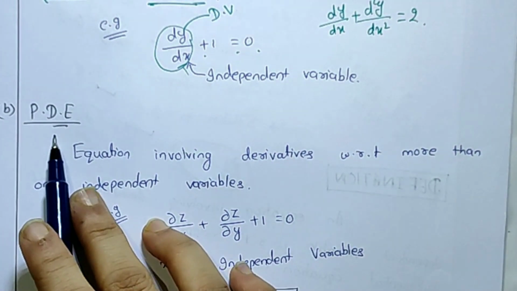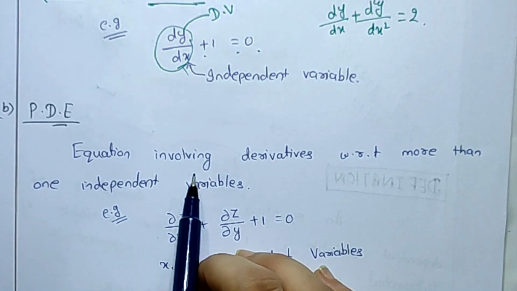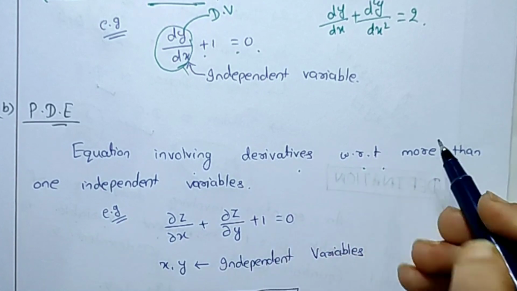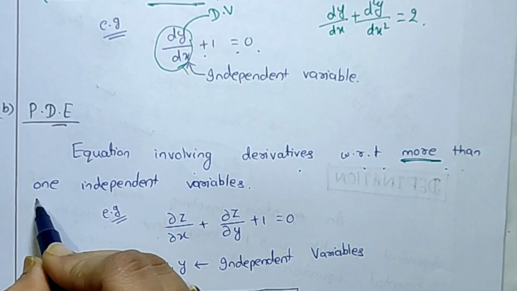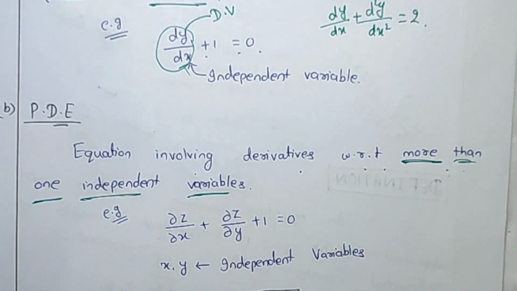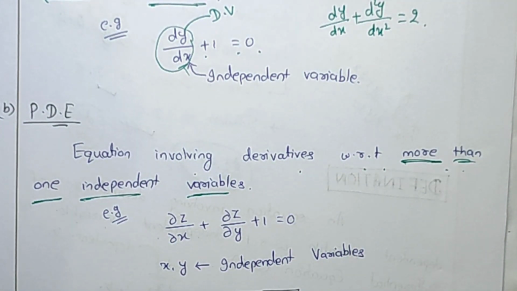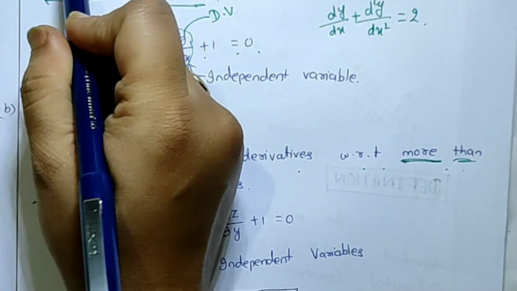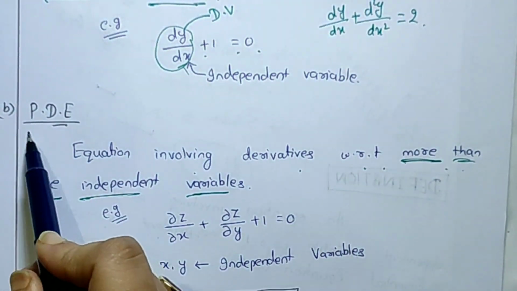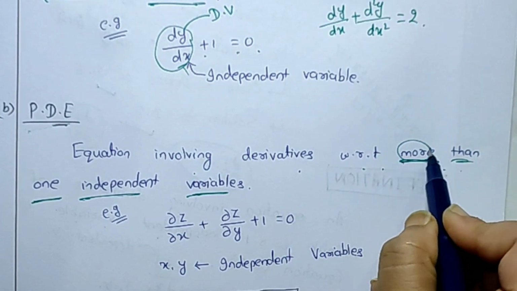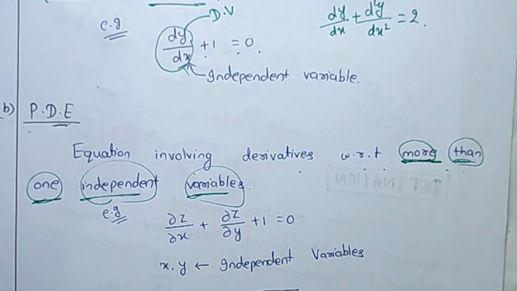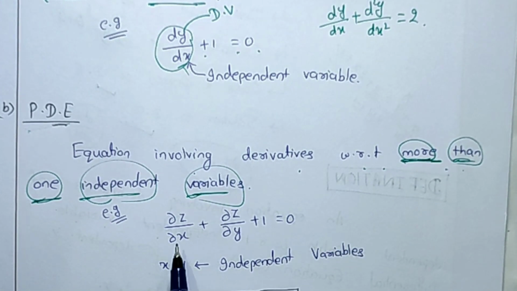Now the partial differential equation: an equation involving derivatives with respect to more than one independent variable. This is the important point. In the case of an ordinary differential equation, we have a single independent variable, and in the case of a partial differential equation, you have more than one independent variable. Let's have some examples.